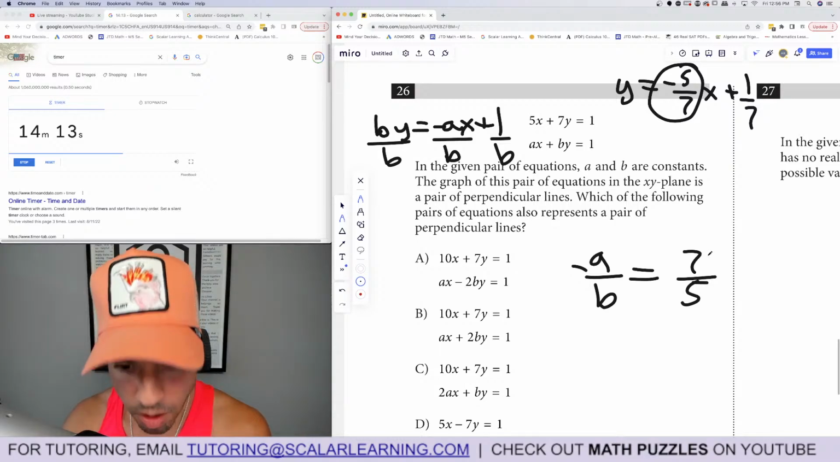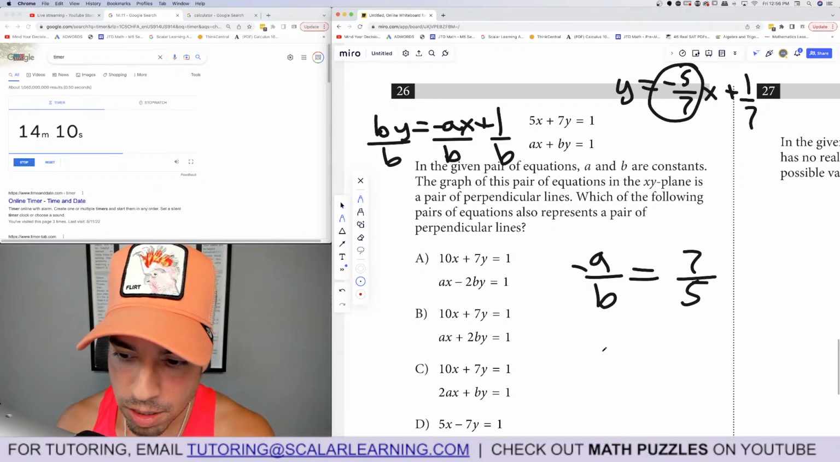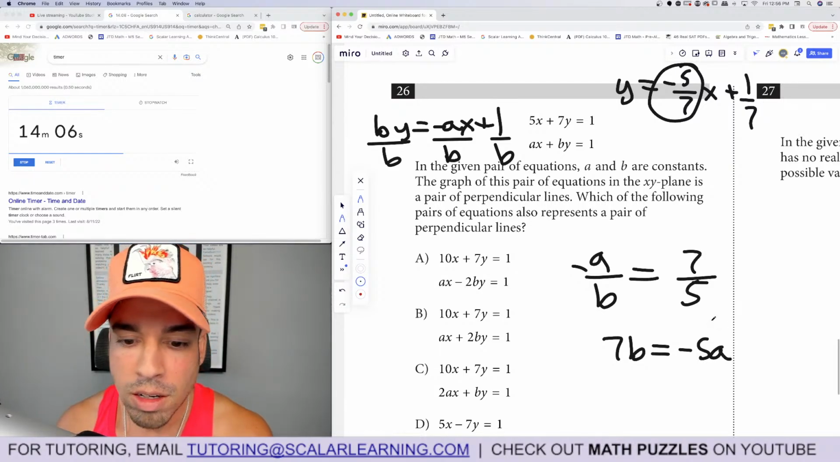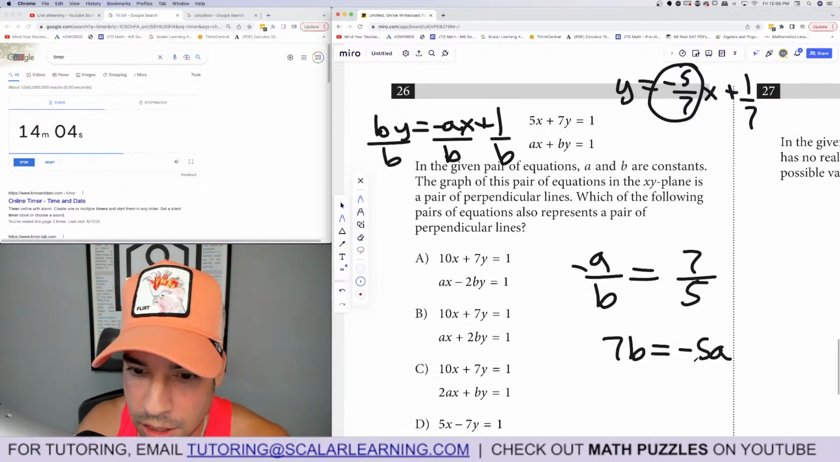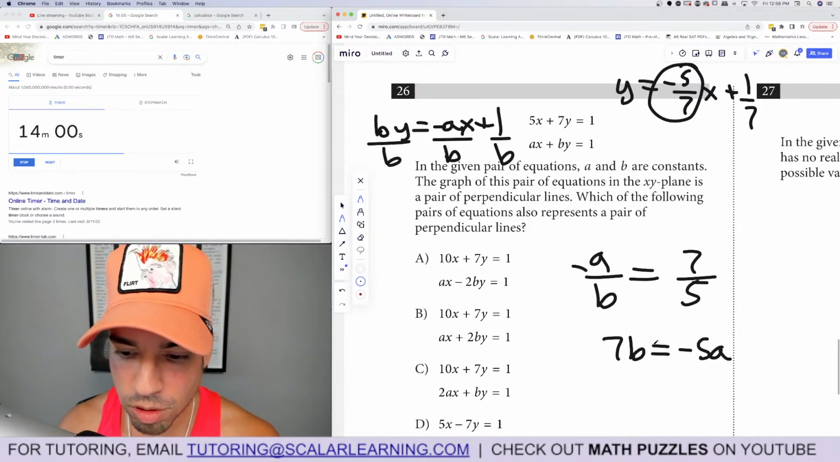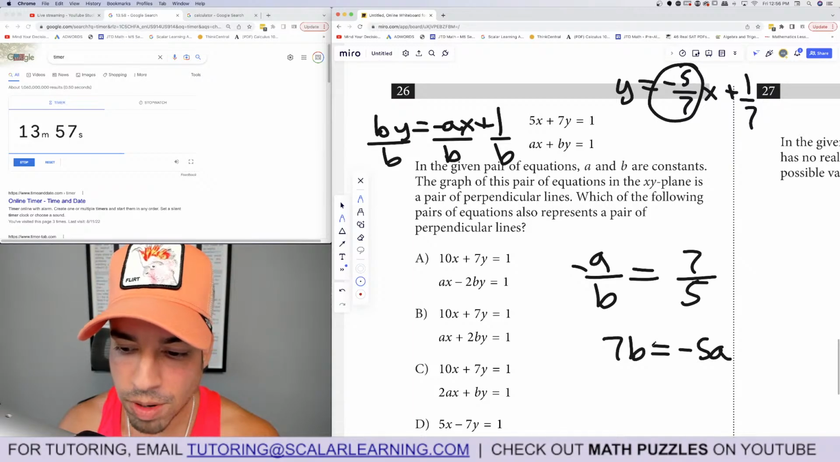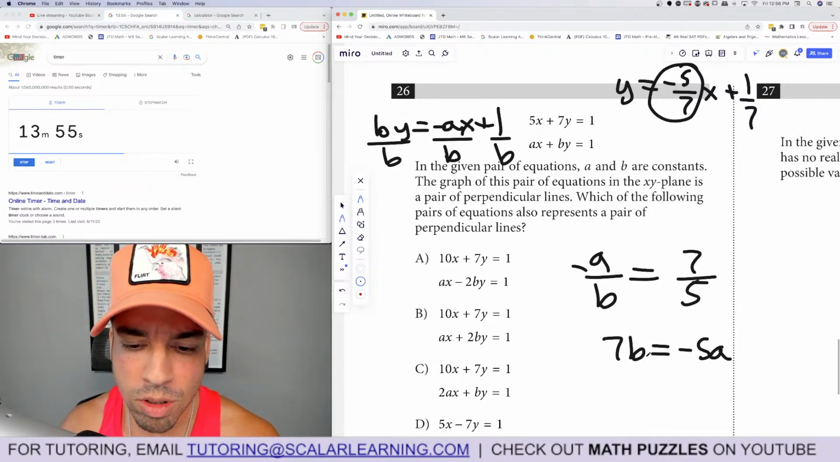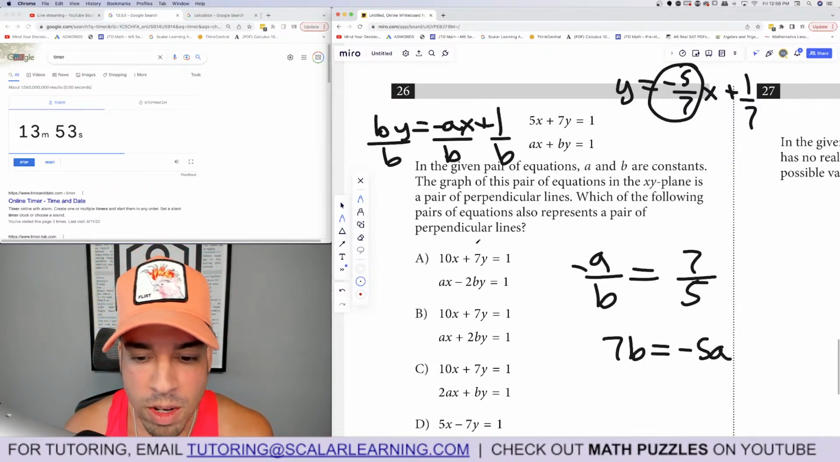Great. This is a complicated question. So that means 7b equals negative 5a. Okay, so we want perpendicular lines. Yikes. So this is a little bit, let me think how we can do this. So if I can do a little substitution maybe or not. All right, let's just roll with it. Let's see what comes out.